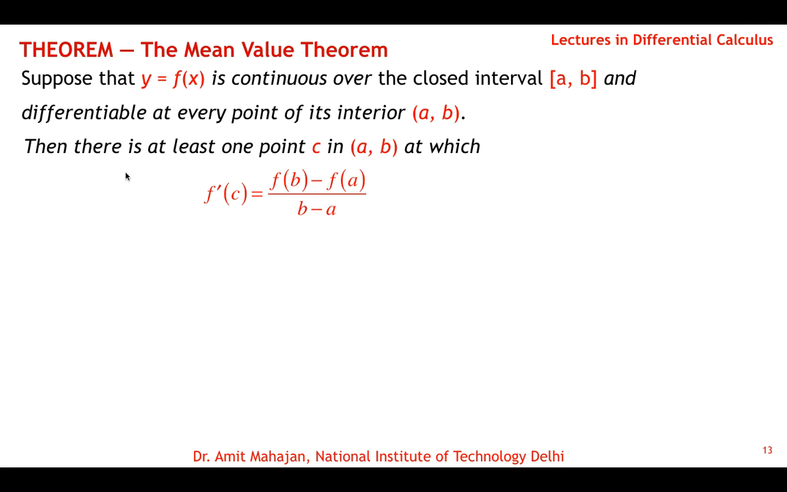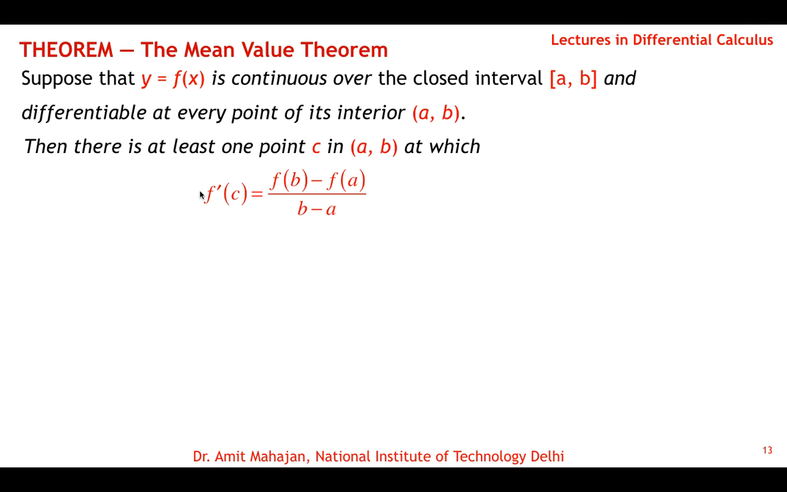In this theorem, the condition of Rolle's theorem, that f(a) equals f(b), has been relaxed. If you look carefully, if f(a) equals f(b), then the numerator will be 0, and it immediately gives us f dash c is 0. So if that condition is imposed, the mean value theorem immediately reduces to Rolle's theorem.